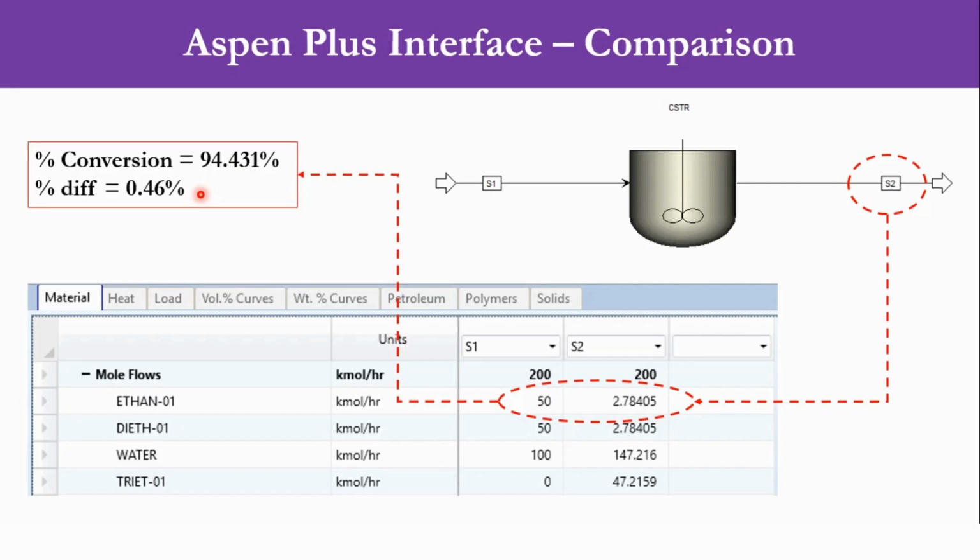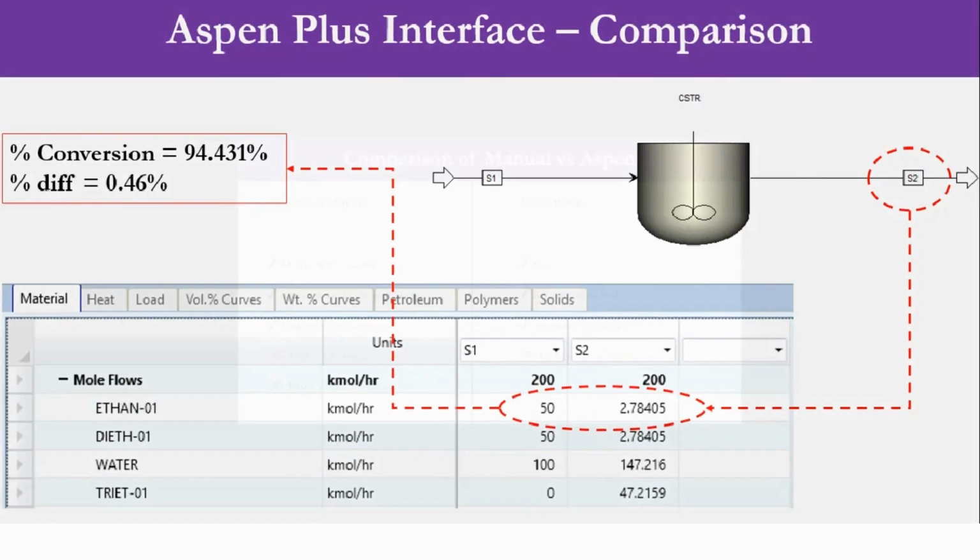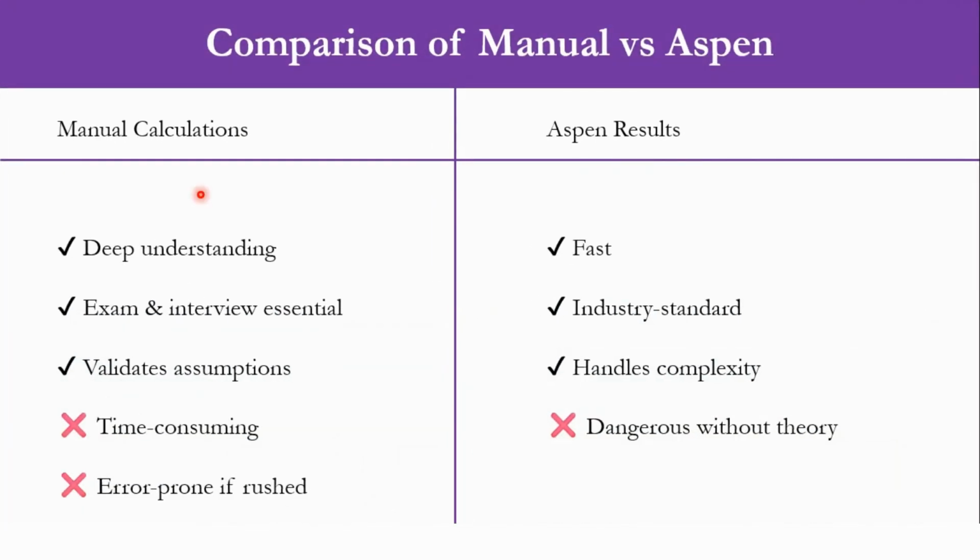So if we calculate the percentage difference, it is 0.46%, which is less than half a percent. So it means that our manual and Aspen results complement each other, or they are reliable. If we go to the comparison of manual versus Aspen results, the manual calculations provide us deep understanding of the concept. These are very relevant for exam and interview purposes, validate our assumptions, but obviously these are time consuming, and if you are in a rush, you can make many errors.